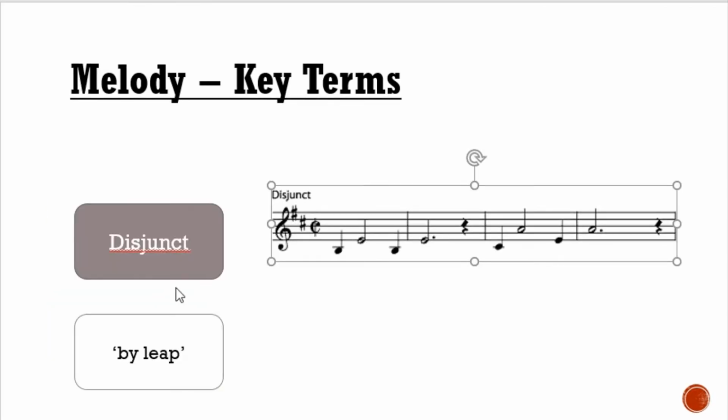And then our next melody term is disjunct. So disjunct is basically just the opposite of conjunct. Instead of moving by step, it moves by leap. So it moves by more than one note at a time in whatever direction. So here we've got a disjunct tune that moves by a jump rather than a step. And this is what it sounds like. So there's a bigger gap between the notes there.